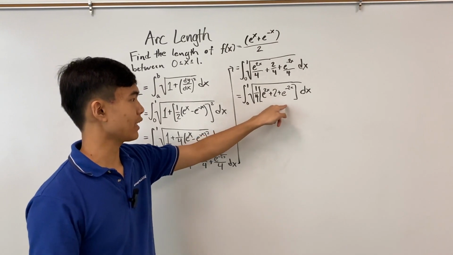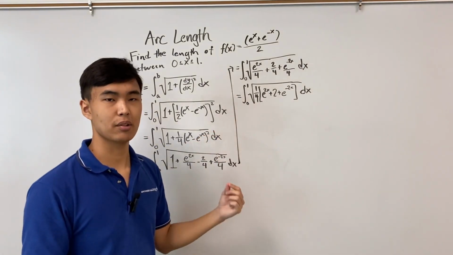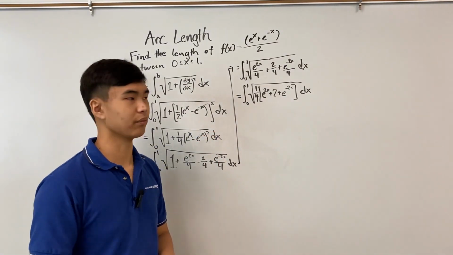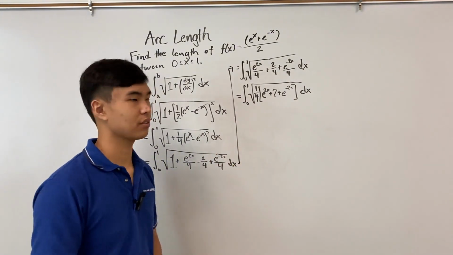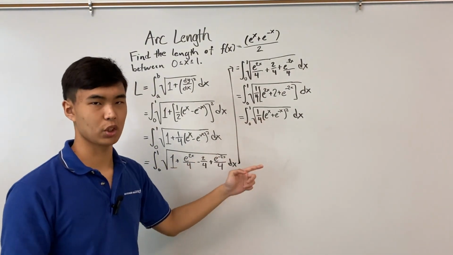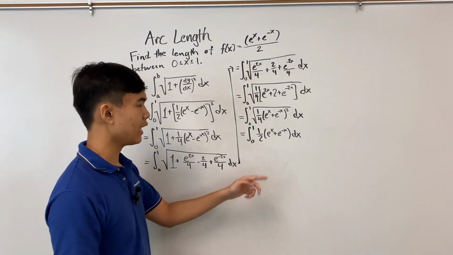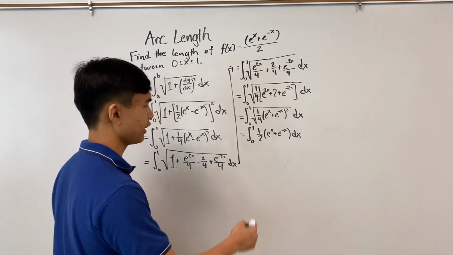This inside the brackets is e to the x plus e to the minus x squared. So I'm going to rewrite it as such, like this. And now I'm going to apply the square root, like so. And now we can finally integrate and evaluate.